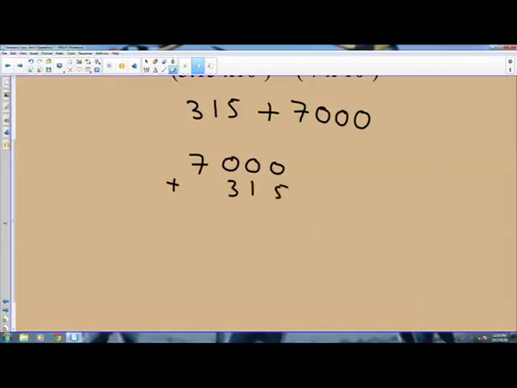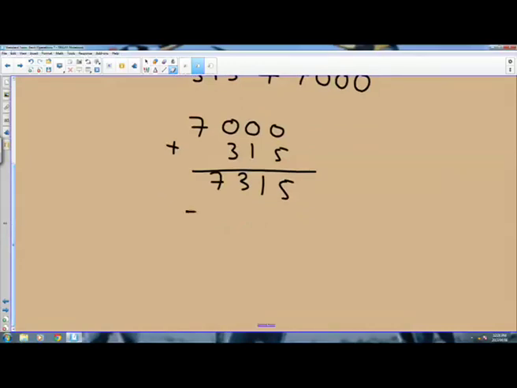315, and then remember you are adding, so this will be 0 plus 5 is 5, 0 plus 1 is 1, 0 plus 3 is 3, and then a 7 here. So it's 7,315. And you need to change this into standard form because the question was given in standard form format. So you need to change this answer into standard form.